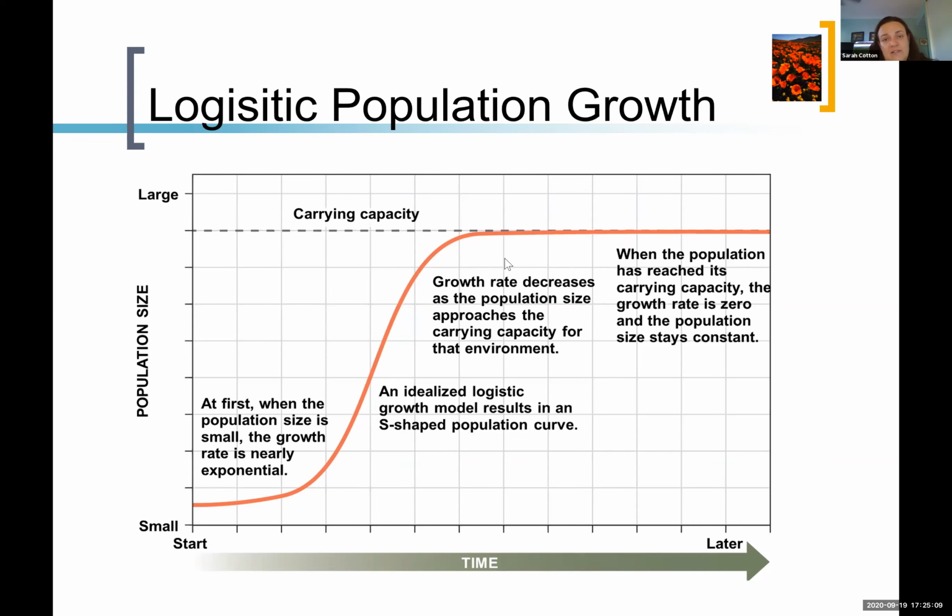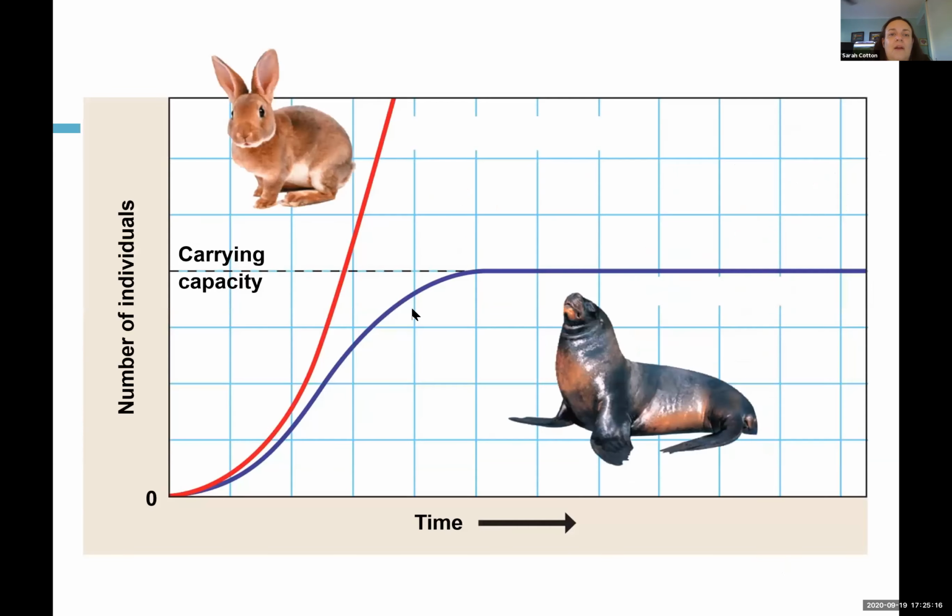And I say us in the general sense. I'm definitely not talking about humans. I'm talking about fur seals. Okay. All right. And sea lions. Cute. Anyway. Okay.